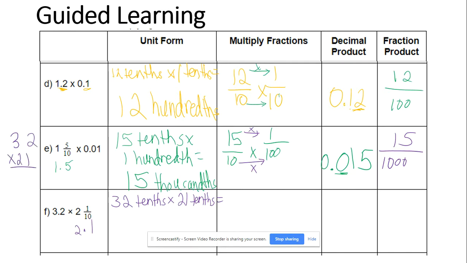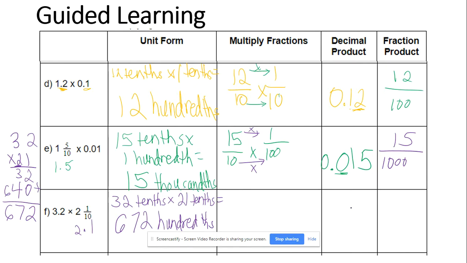Start by multiplying your ones place. So 1 times 2 is 2. 1 times 3 is 3. I'm multiplying by the 2 in the tenths place now, so I'm putting a 0 in the ones place. 2 times 2 is 4. 2 times 3 is 6. And now I'm going to add. 2 plus 0 is 2. 3 plus 4 is 7. 6 plus nothing is 6. So that's 672. And now tenths times tenths is hundredths, because 10 times 10 is 100. So 672 hundredths.